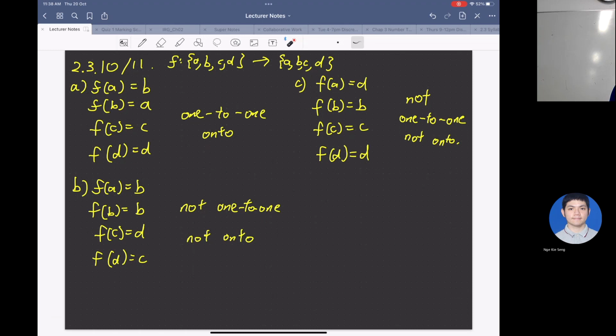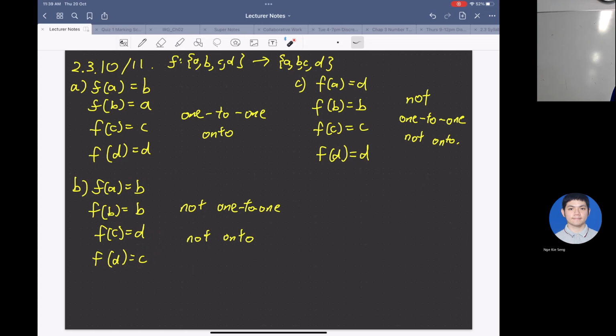2.3.10. Okay, I include 11 together, just do it together. Check whether a function is 1-to-1 or onto. So this is a function between two finite sets. So the first one is 1-to-1 and not onto. Okay. The second one is not 1-to-1 and not onto. Not 1-to-1 is because two different things go to the same thing. And then not onto is because A doesn't have a pre-image.